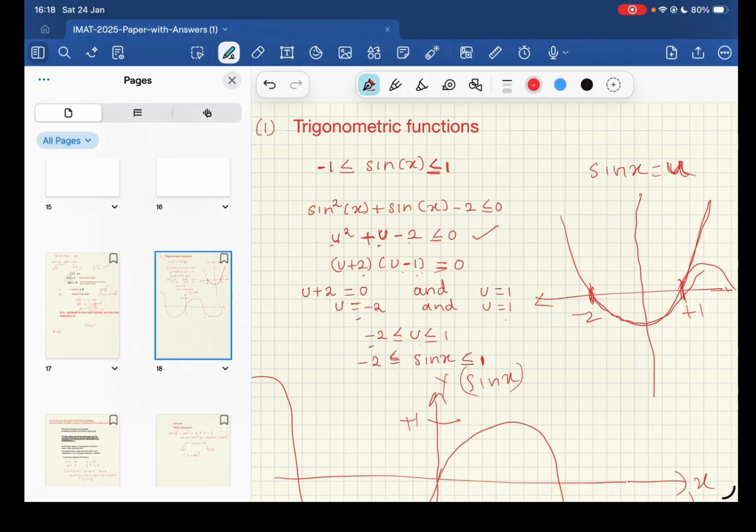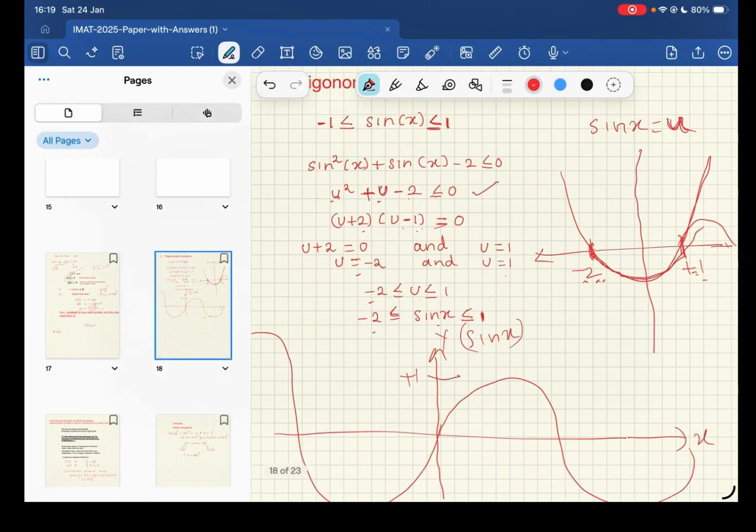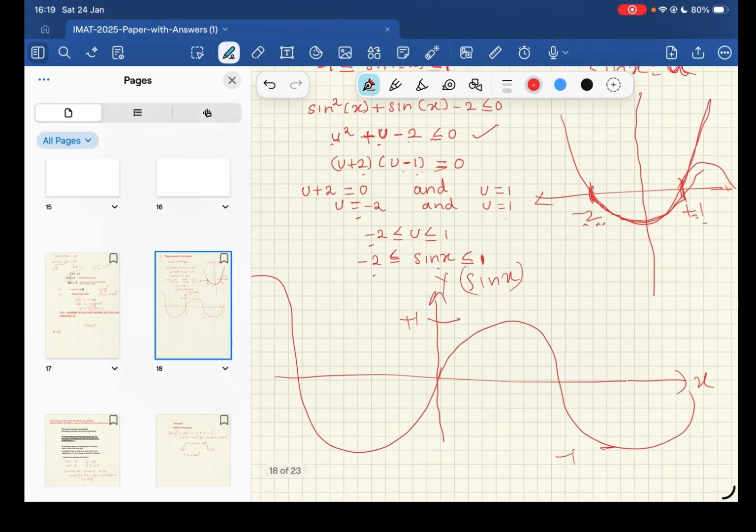For this to be valid, you must understand this equation: x is in between minus 2 and plus 1. So u should be in between minus 2 and plus 1. If u is in between minus 2 and plus 1, sin x is also in between minus 2 and plus 1. But you know the range of sin x values is minus 1 to plus 1.